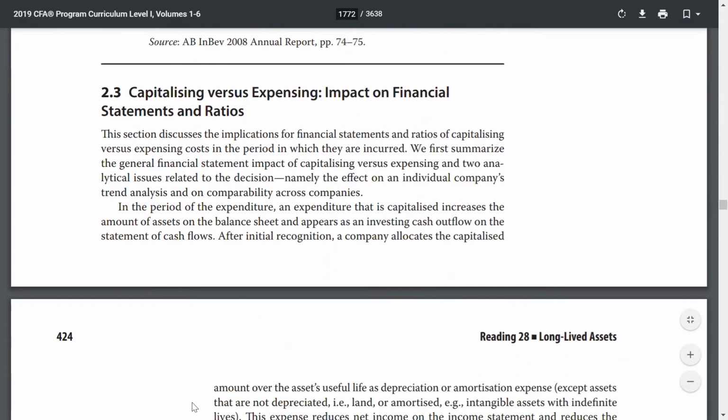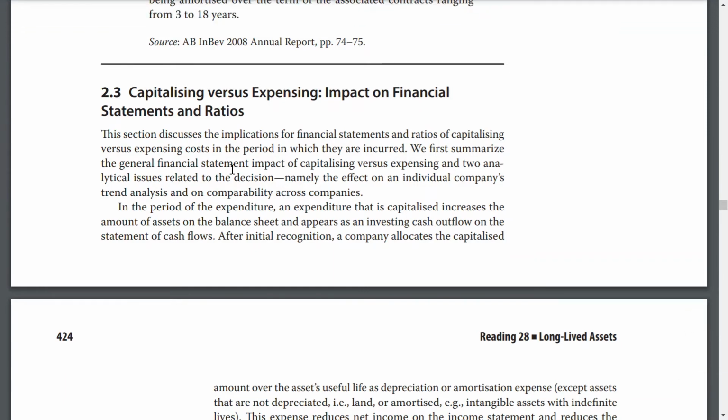Capitalization versus expensing: impact on financial statements and ratios. This section discusses the impacts on financial statements and ratios of capitalizing versus expensing costs in the period in which they are incurred. It first summarizes the general financial statement impact of capitalization versus expenditure, and two analytical issues related to the decision, namely the effect on an individual company's trend analysis and the comparability across companies.